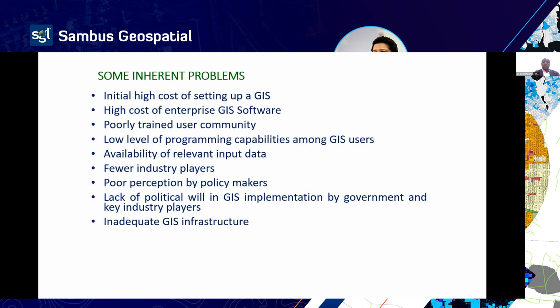Then we have the low level of programming capabilities among GIS users. The reason is that when we talk about speeding up processes, there are a lot of processes that we keep coming back to run manually, even though we say they are digital. We can all set up these systems and say, look, I have a system I've set up, and if I come, I can just input this data and it flows. Then there is the availability of the relevant input data.